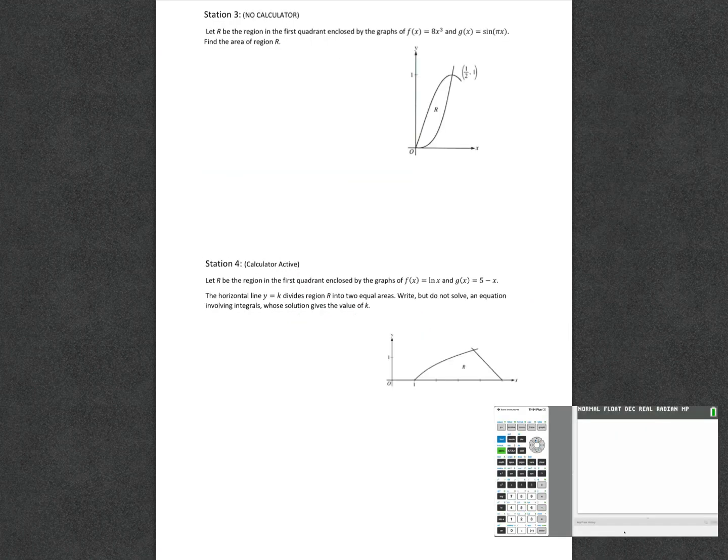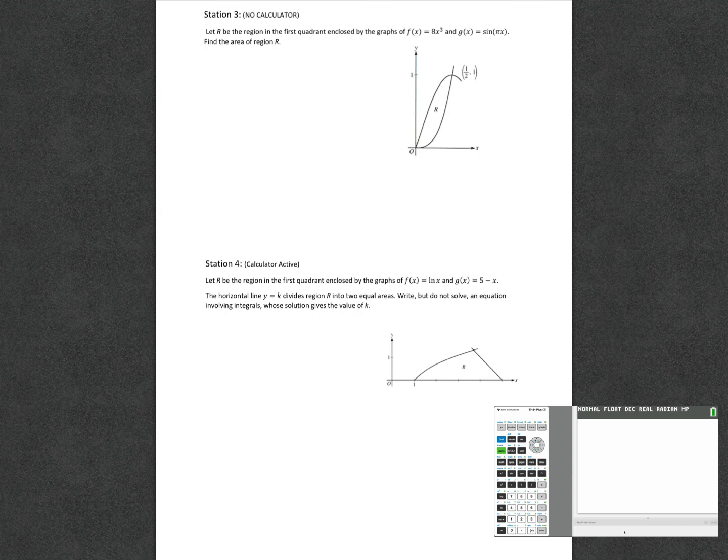Okay, so another no calculator one for number 3. They say let R be the region in the first quadrant enclosed by the graphs of f of x equals 8x cubed and g of x equals sine pi x. Find the area of region R.